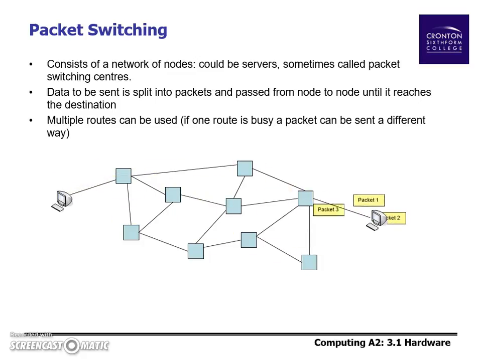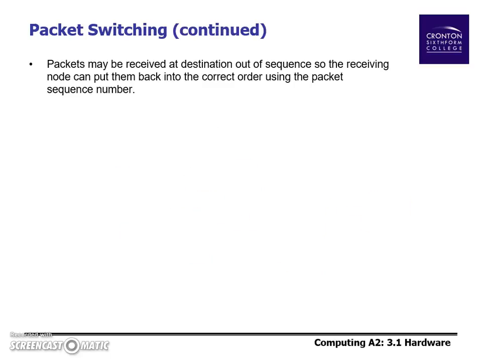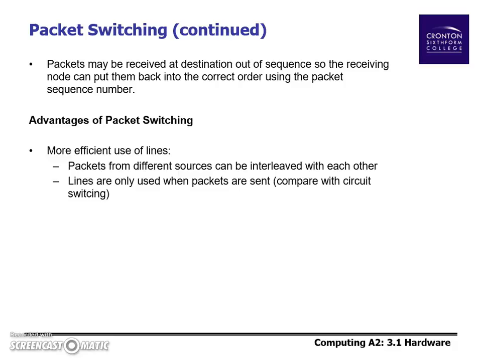As you can see, all of the data arrives, but not necessarily in the same order. So we see packet 2 arrives first, then packet 1, then packet 3. Packets may be received at the destination out of sequence, so the receiving node can put them back in order using the packet sequence number.